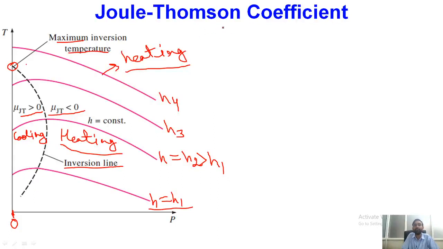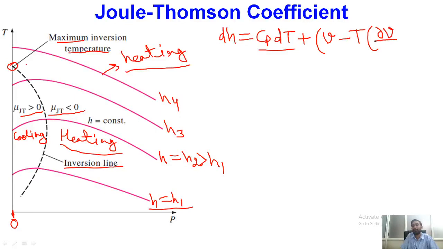Now let me specify a few more characteristics of the Joule-Thomson coefficient. We will first start with the general equation of enthalpy for any substance. We know that the general expression of enthalpy is Cp into dT. This Cp into dT we have already studied, and this much is only applicable for an ideal gas. However, if we consider a real fluid, along with this term we will have one additional term, which is equal to specific volume minus temperature times del V by del T at constant pressure, into dP. So this is the formulation of enthalpy for a real fluid.